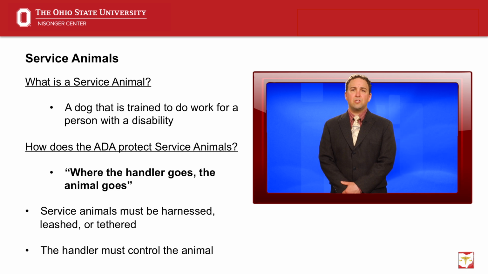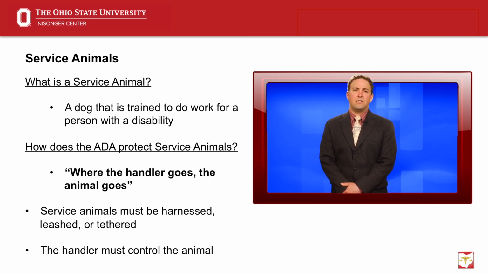Under the ADA, service animals must be harnessed, leashed, or tethered unless these devices interfere with the service animal's work, or the individual's disability prevents using these devices. In that case, the individual must maintain control of the animal through voice, signal, or other effective controls.